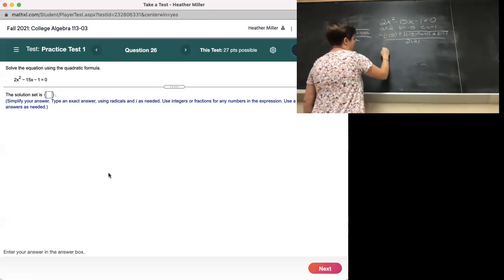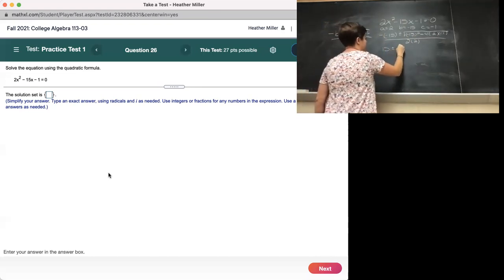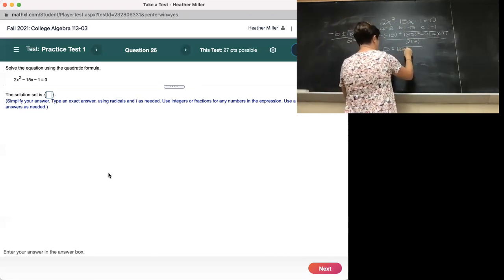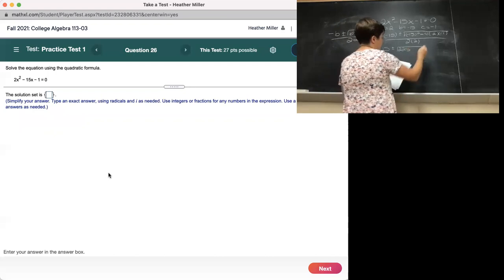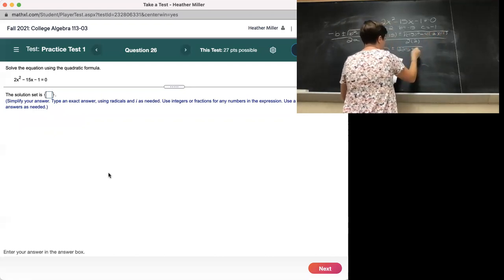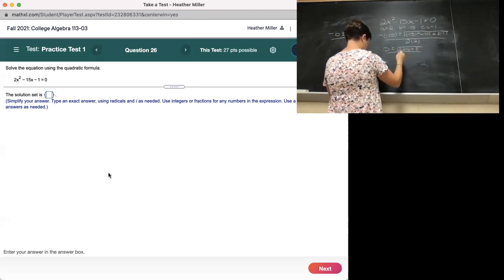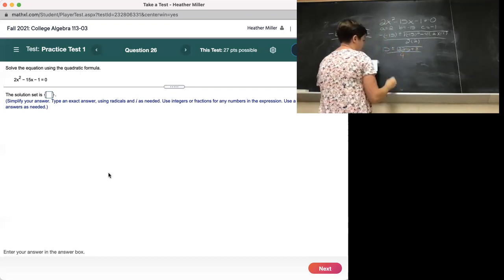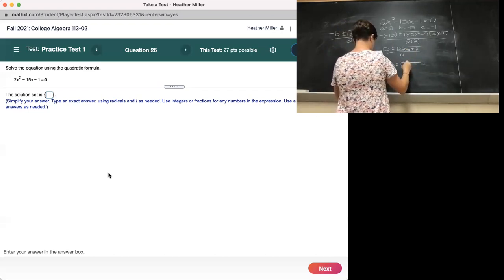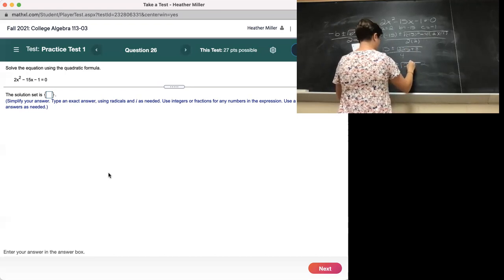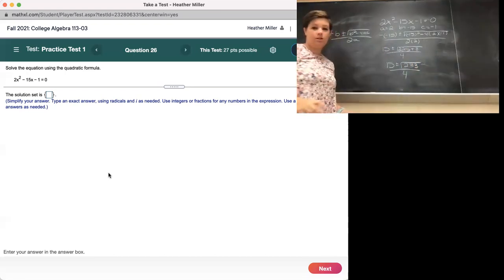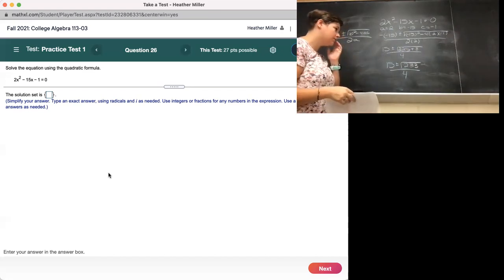So negative and negative makes it a positive 15 plus or minus. Negative 15 squared is 225. Then we have a negative 4 and a positive 2 and a negative 1. So that'll give me a positive 8 all over 4. So I have 15 plus or minus the square root of 233 all over 4. And to the best of my knowledge, that cannot be reduced any further.